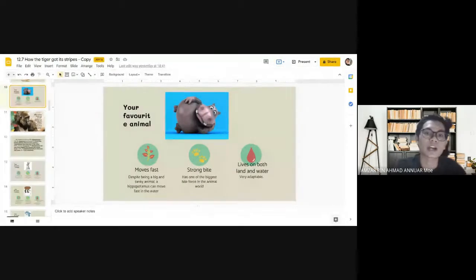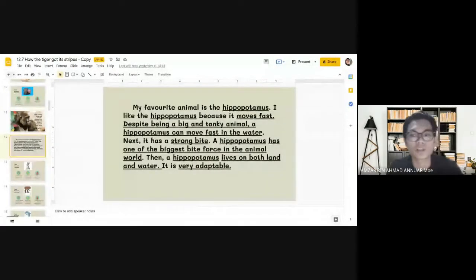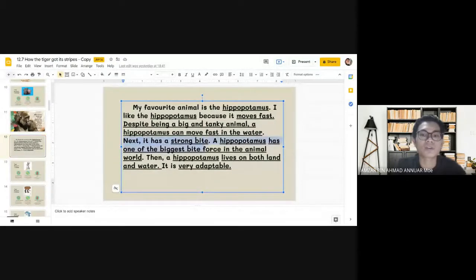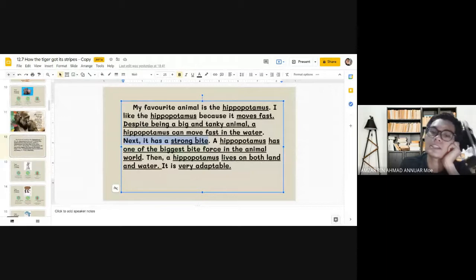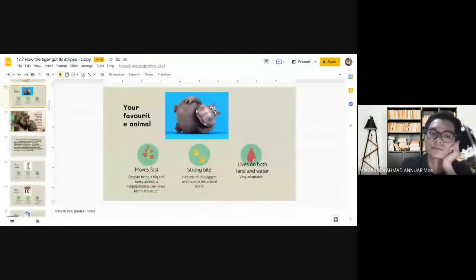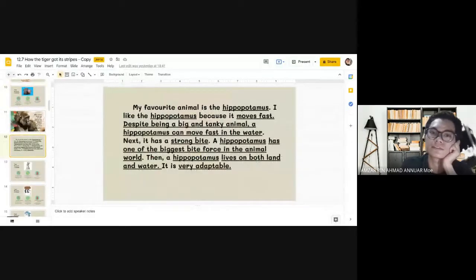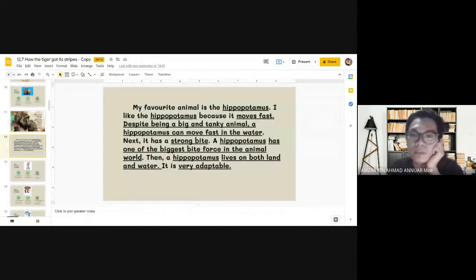So, tukarkan kepada bentuk ayat. Contoh. Next, it has a strong bite. Nampak tak? Sebagi daripada kita punya mind map ni, dia cakap strong bite je. Tapi kita tukarkan dia kepada ayat. It, subject, has, verb, a strong bite. Okay. Dapat tak? Faham ke tidak? Nak tukarkan dia daripada mind map kepada bentuk ayat.